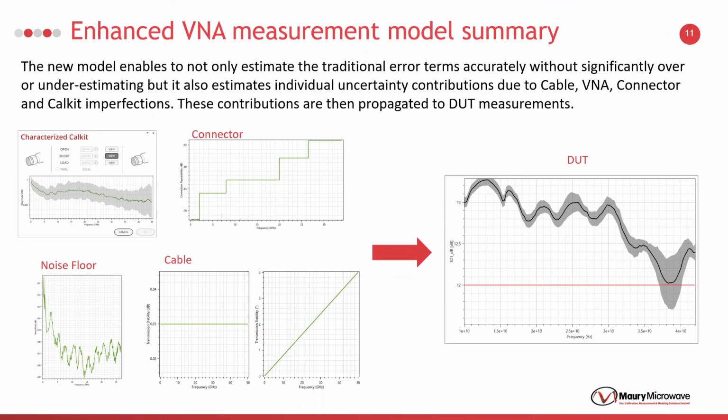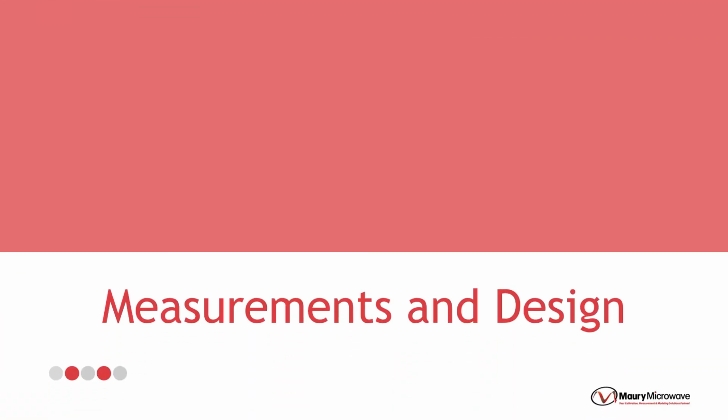The new model not only enables us to estimate the traditional error terms accurately without significantly over or underestimating, but it also estimates the individual uncertainty contributions due to cable, VNA drift, nonlinearity, connector repeatability, and calibration standard characterization imperfections. These contributions are then propagated to the final DUT measurement and its S parameters. Let us look now at an example with an amplifier design and measurement.